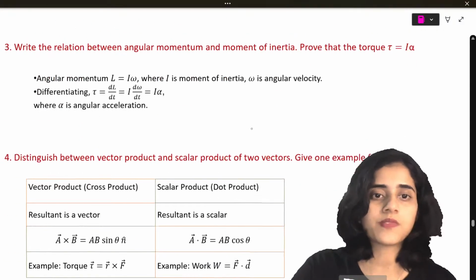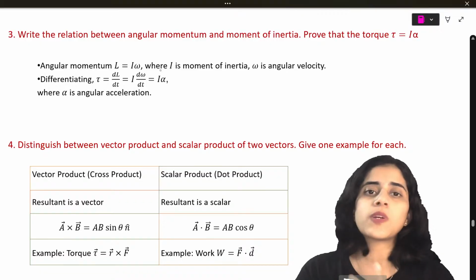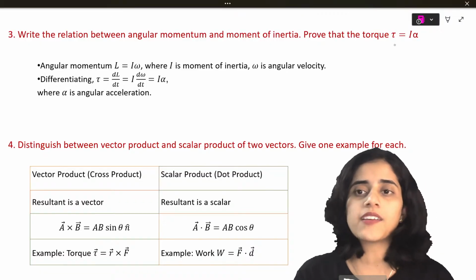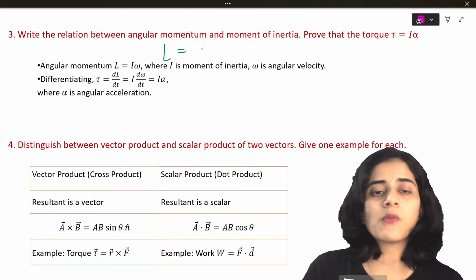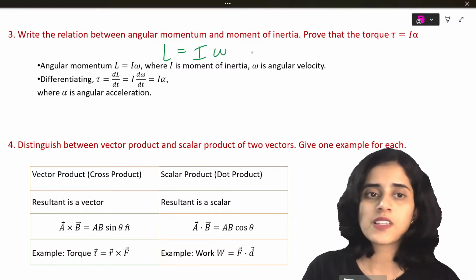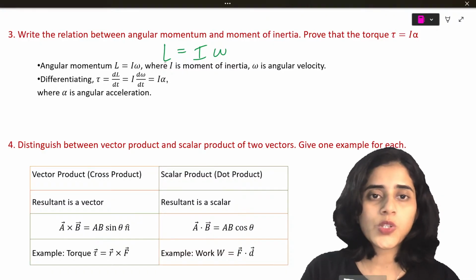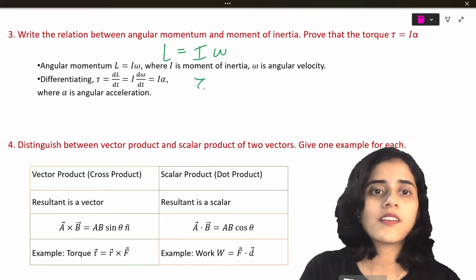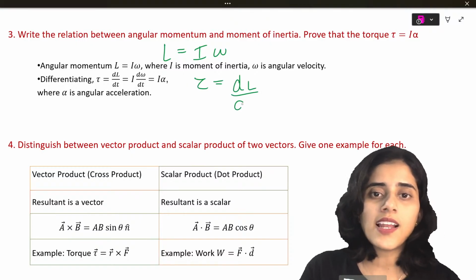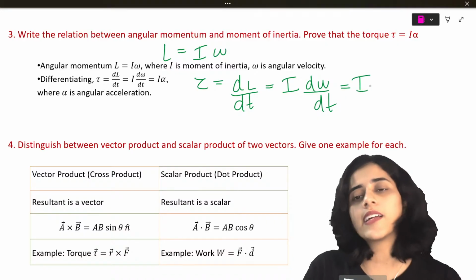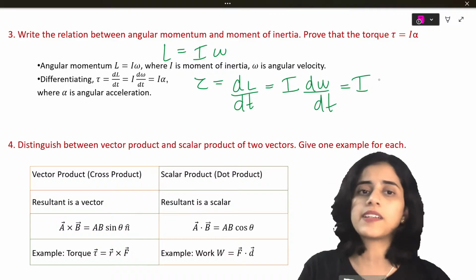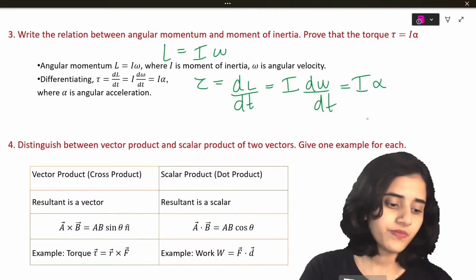Next question. What is the relation between angular momentum and moment of inertia? Prove that torque is equal to I alpha. I already taught you in the last class. Angular momentum is I omega. Now let's do some differentiation. When you differentiate it, you will get torque is equal to dL by dt, which is I times d omega by dt. d omega by dt is what? Change in angular velocity by time. So it will be alpha.